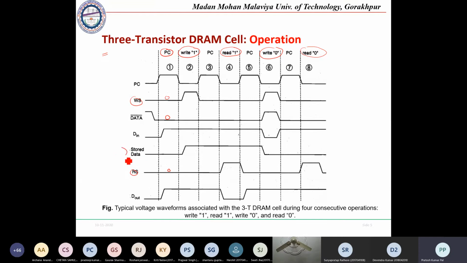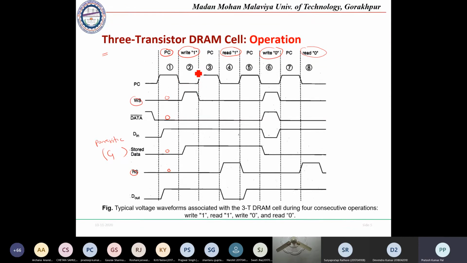Stored data means data stored at the C1 capacitor, whatever parasitic capacitors are there. Whatever data is stored at the parasitic capacitor will be equal to 0 initially. Suppose we are going to write the data 1. When we are going to write the data, at that time PC should be equal to 0.